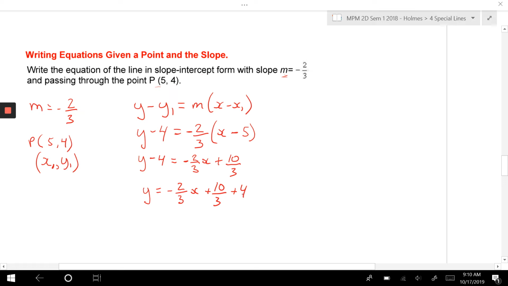And now I need to simplify this further by joining these two fractions. Remember, if I want to add fractions, I need a common denominator. So this is 4, that's the same as 4 over 1. I'm going to multiply my 4 over 1 times 3 over 3, and that will give me a common denominator of 3. 3 over 3 is just 1, so I'm not actually altering the value of 4. That gives me minus 2/3 x plus 10 over 3. 4 times 3 is 12. 1 times 3 is 3.